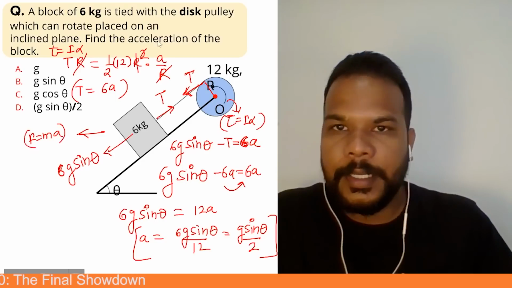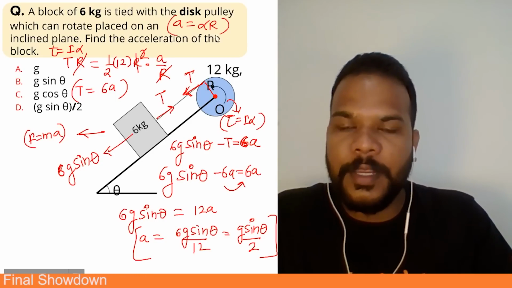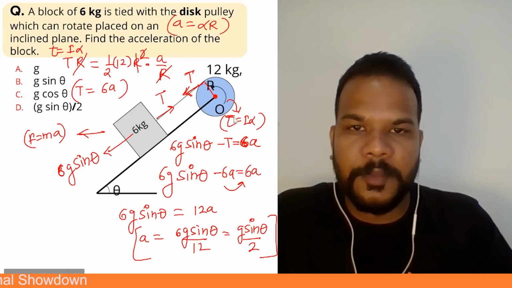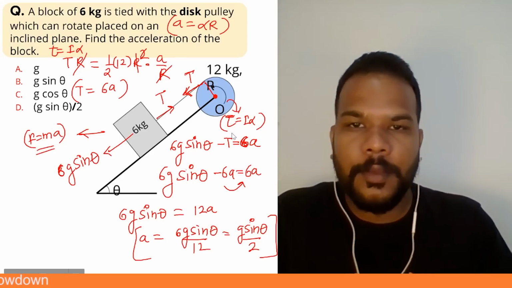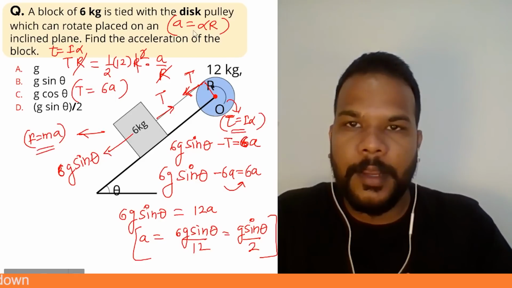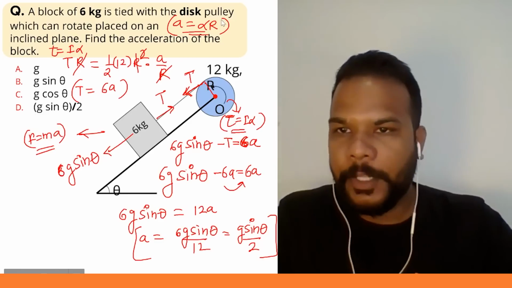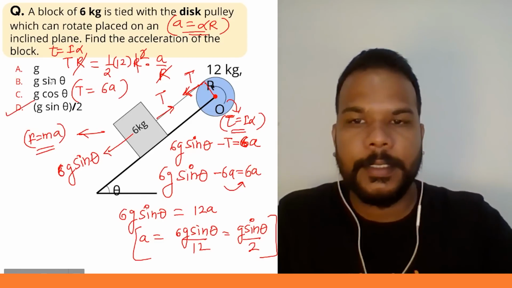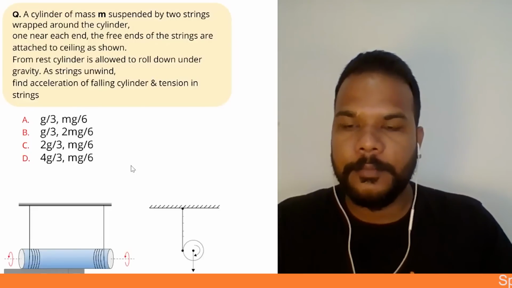And along with that, remember A equal to alpha r is always valid, and v equal to omega r is also. So these three equations are basically what you use: for a moving object, F equal to ma; for a rotating object, tau equal to I alpha; and A equal to alpha r to find out the value. Okay, correct answer option D. Nice guys. Okay, moving on to the next one.